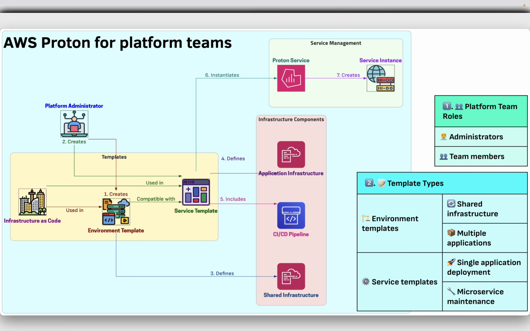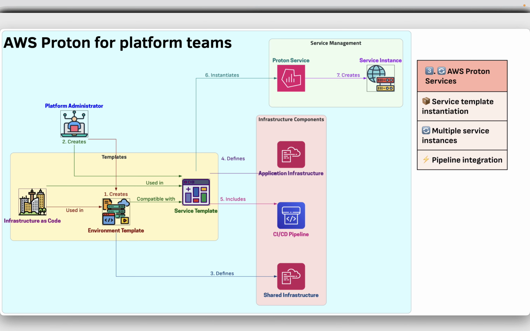So you would have seen, mostly in enterprises and companies, there's something like core infrastructure or shared infrastructure which is shared across all the teams. And teams have their own individual applications or services which they want to manage. So you have two types: one is environment templates and one is service templates.